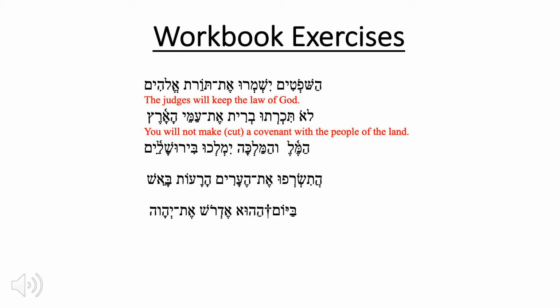Our imperfect here is tikratu, with a tav hirik as the prefix and a shurik as the suffix. This is the form of the second masculine plural. You shall not make. And then we're told what you shall not make. Barit, a covenant. And then et is not the direct object marker. It's actually the preposition with. Ameh, you shall not make a covenant with people. Haaretz, of the land. Since haaretz is definite, ameh becomes definite. You will not make a covenant with the people of the land.